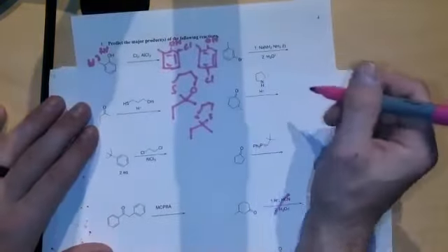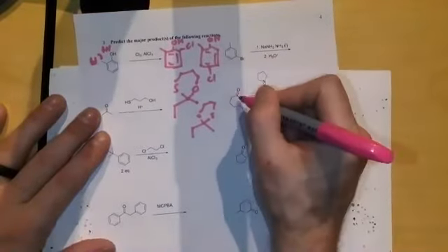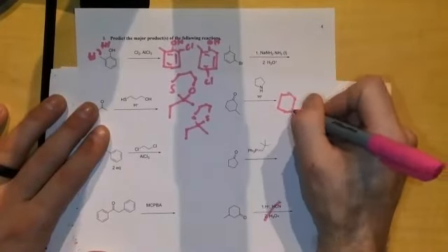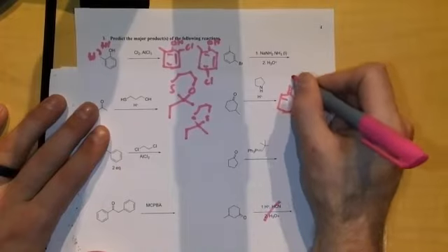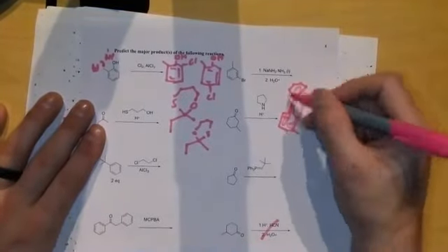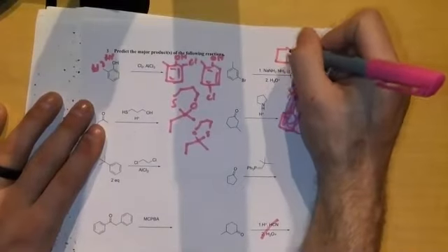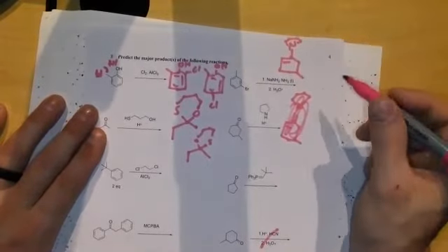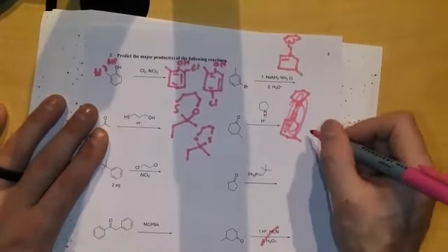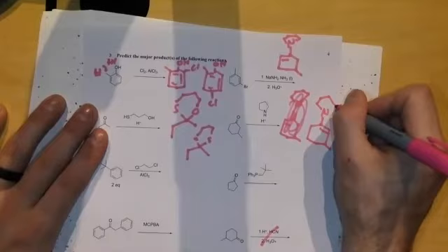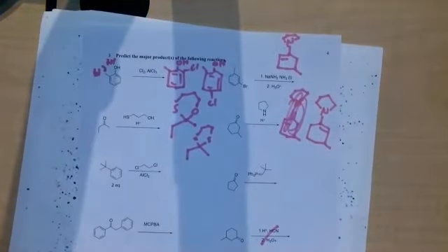We have a secondary amine. We have two secondary centers, which means we're probably going to form two different products. We could either make the enamine where the double bond is on the left, or, oh wait, that's not right. I'll draw it up here. The enamine where the double bond is on the left, or the enamine where the double bond is on the right. Both of which would be correct in this example.